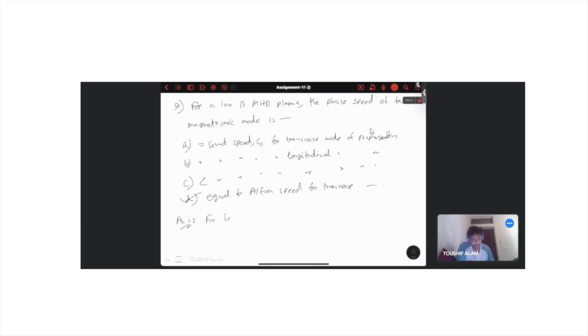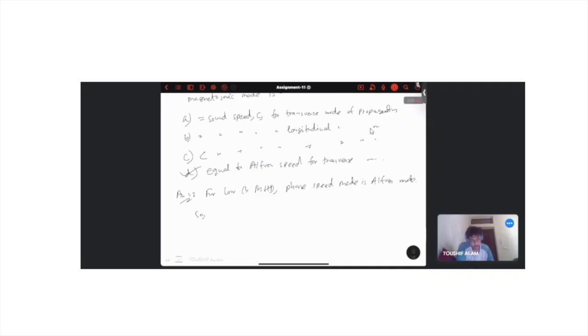For low beta MHD, the phase speed is that of the Alfvén mode. So option D is the right answer. Okay.